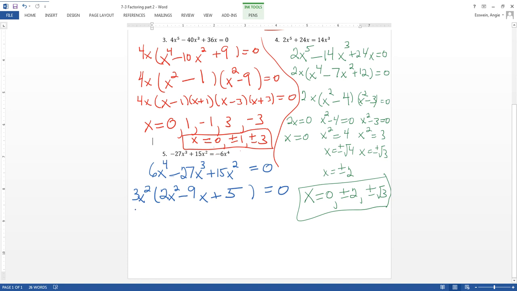So we'll set, this one's easy, right? 3x squared equals 0. And when we solve, we get x equals 0 there. Divide by 3, 0 over 3 is just 0. Take the square root of 0, it's still 0. And we don't need to say plus or minus 0. It's just 0.